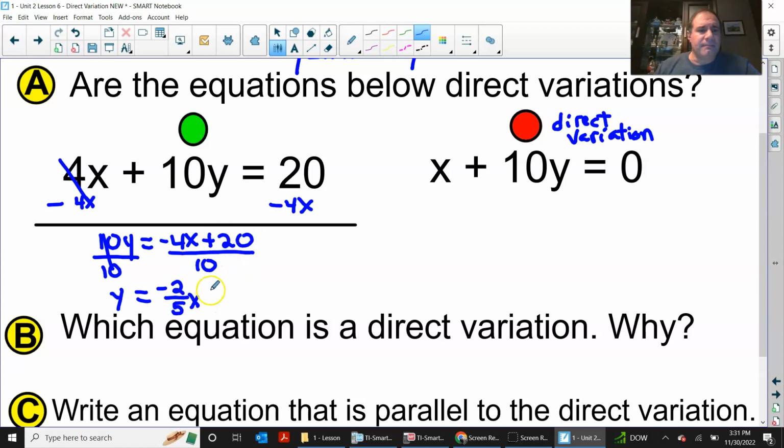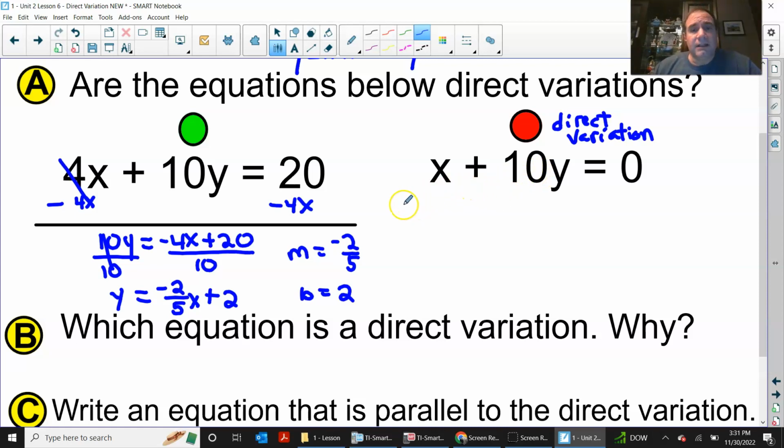And then 20 divided by 10 is 2. So the slope is going to be negative 2 over 5, and the y-intercept is going to be 2. So that is not a direct variation. But let's talk about this one.